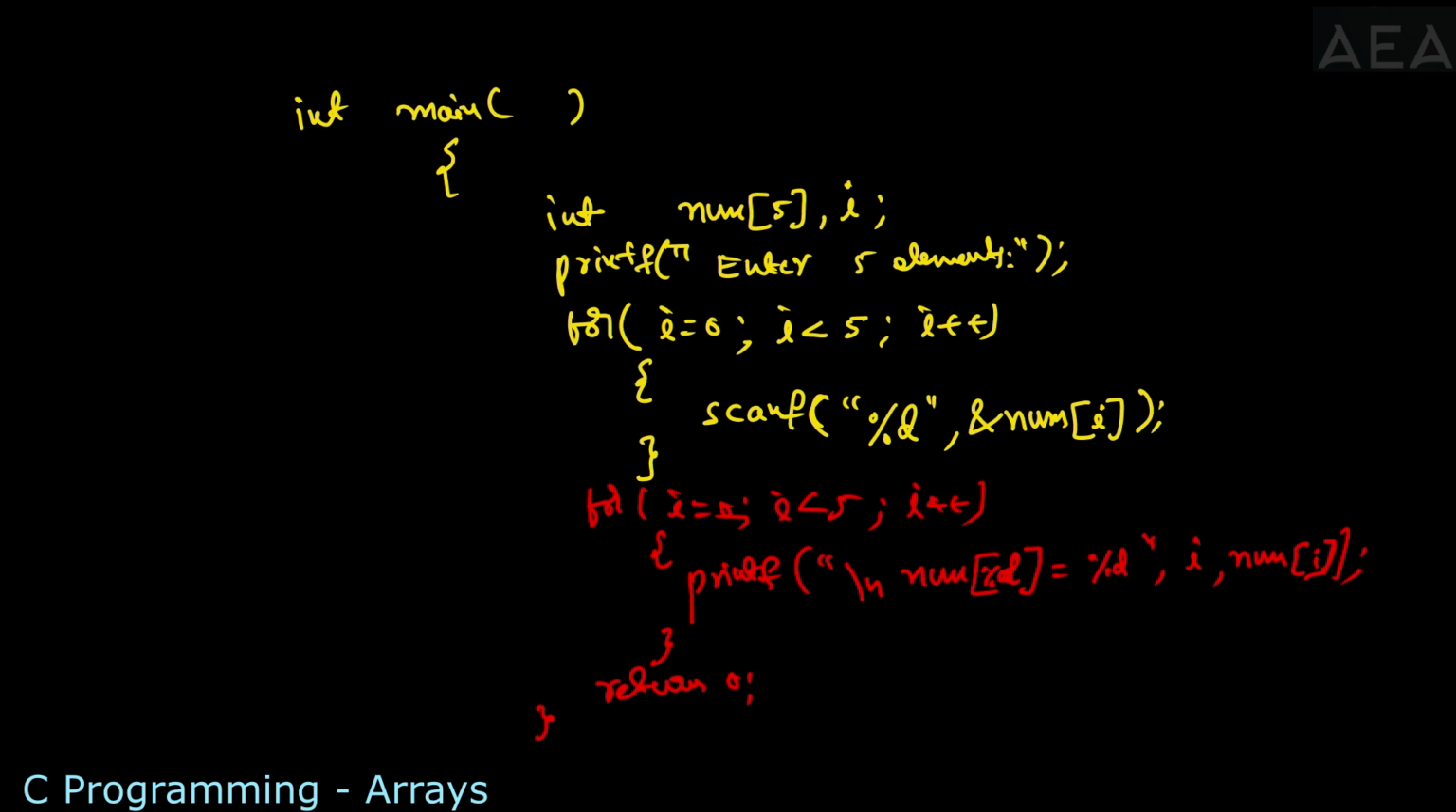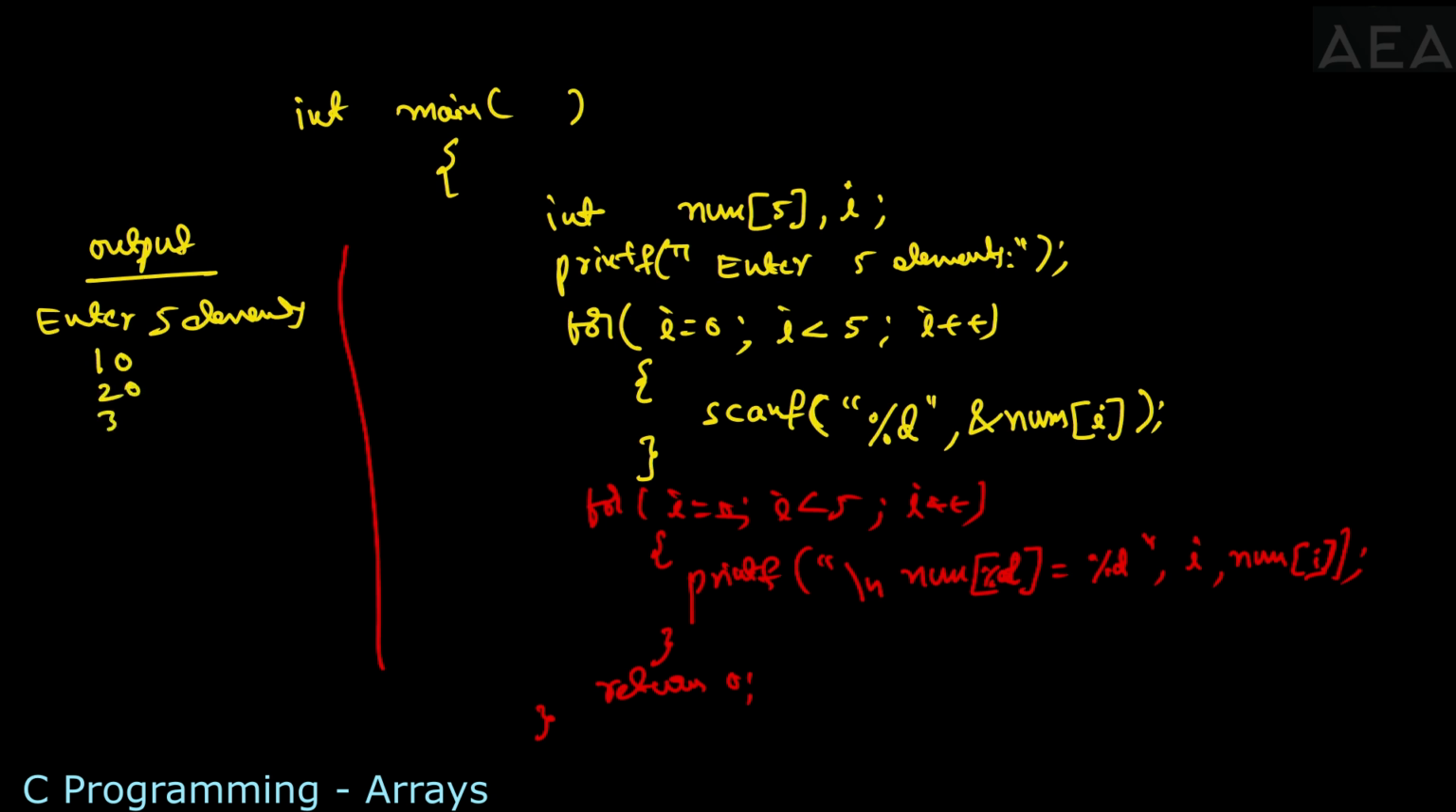So what is the output of this? That output I am writing here. Output of this program: first of all, it prints the first statement, "Enter 5 elements". Now from the user side, I am entering the 5 elements, 10, 20, 30, 40 and 50. Right? Later these values are stored into the memory, and again I wrote one more for loop to print that value.